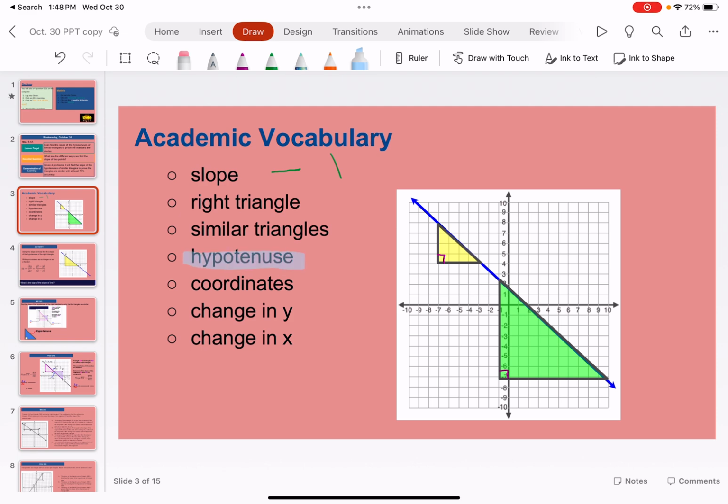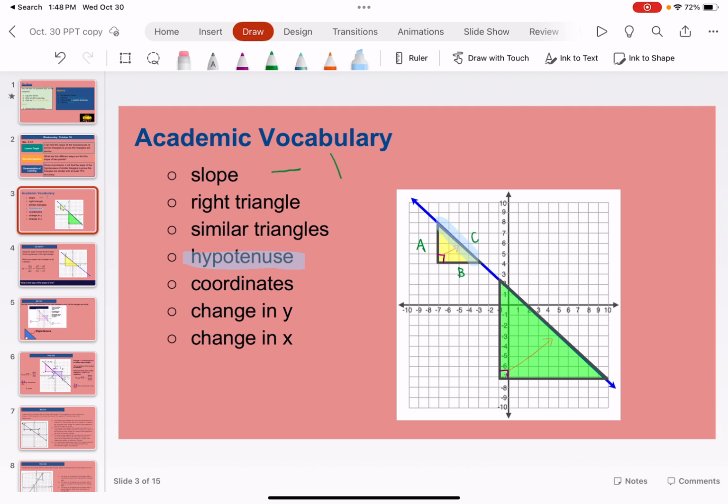Hypotenuse, this is important. It's our new vocabulary word. The hypotenuse is the longest side of a right triangle. That side is opposite the right angle, right? So it's opposite this angle right here. Another way to think about it is I'm going to go ahead and label the sides A, B, and C. So the hypotenuse would be this C right here.